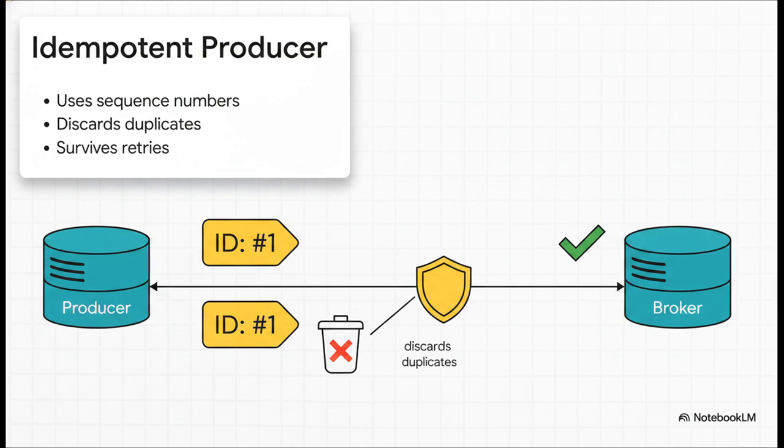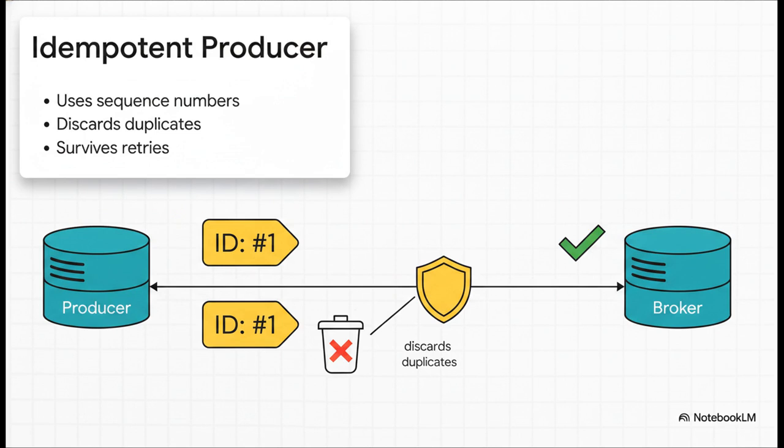But there's another sneaky failure scenario we have to talk about. What happens if a producer sends a message, but then a random network timeout happens right before it gets the confirmation? Well, the producer is going to do what it's supposed to do, retry. But traditionally, that retry creates a duplicate message in the system. Kafka solves this headache with the idempotent producer.